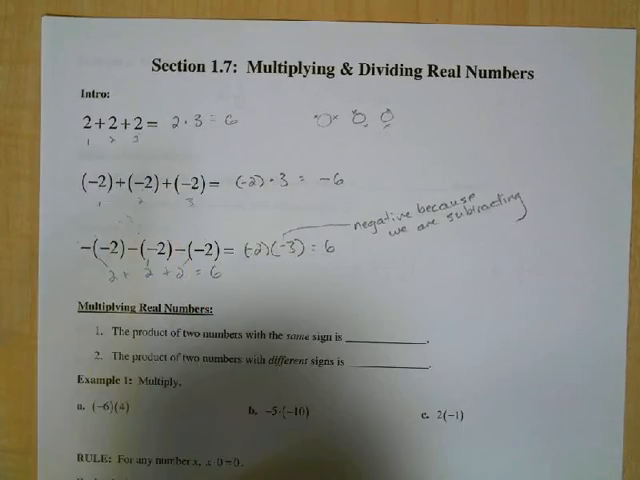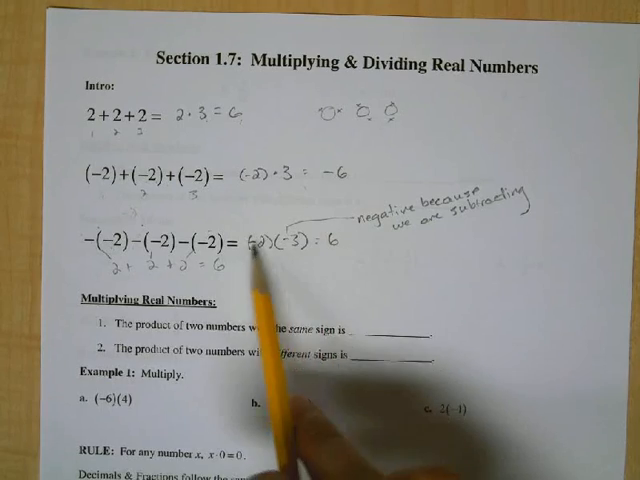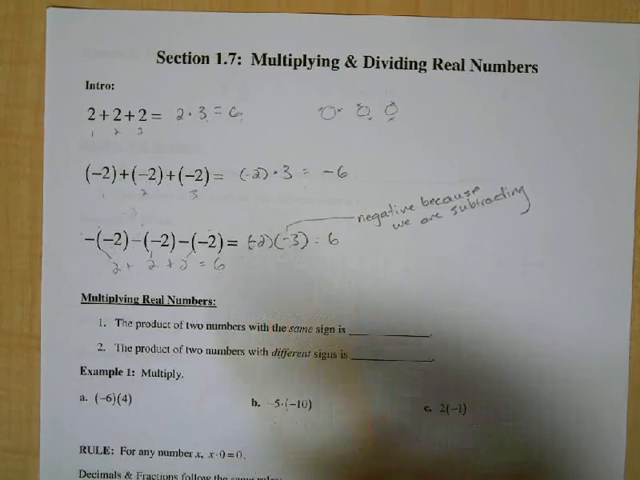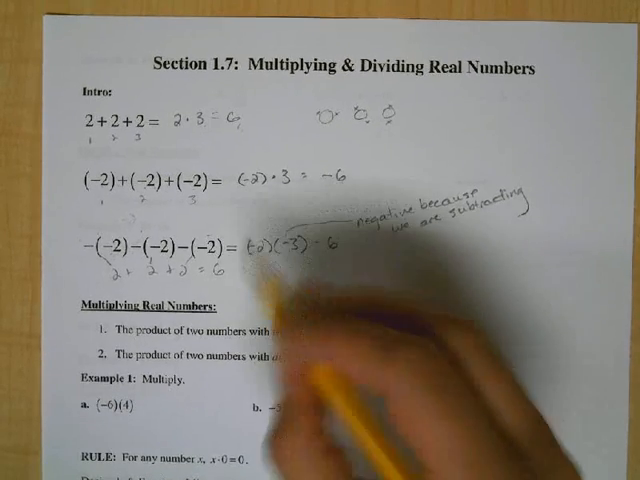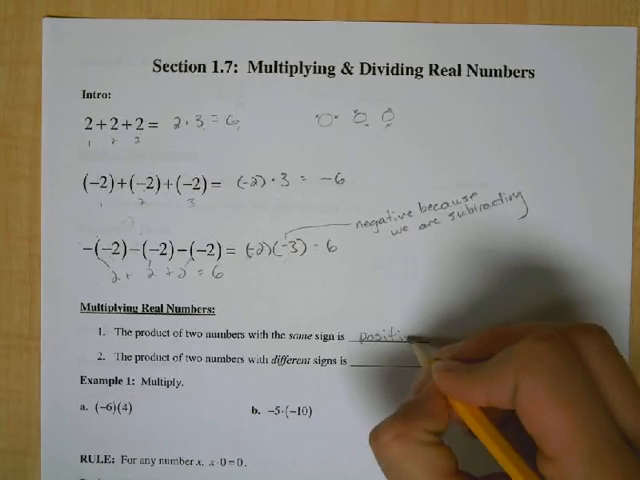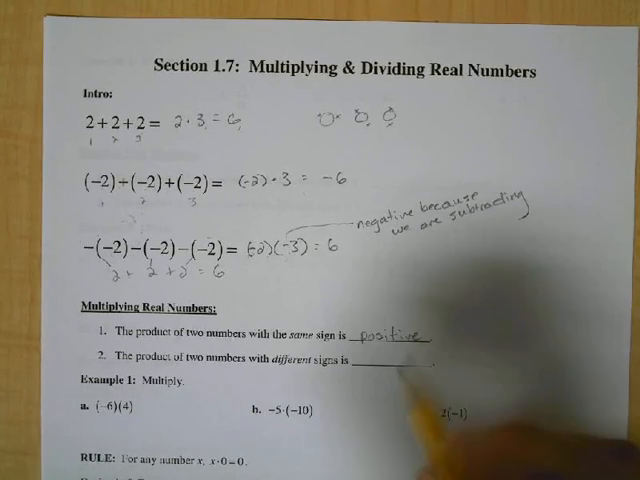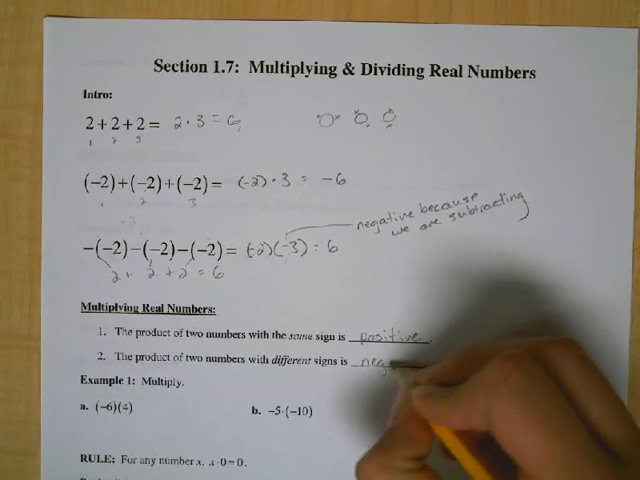Positives multiplied, I get a positive answer. A negative times a positive gives me a negative, and 2 negatives multiplied together gives me a positive answer. So the product of 2 numbers with the same sign is positive always. Doesn't matter which signs it is. If they're the same, it's going to become positive, and if they are different signs, it is going to become negative. It doesn't matter which one.